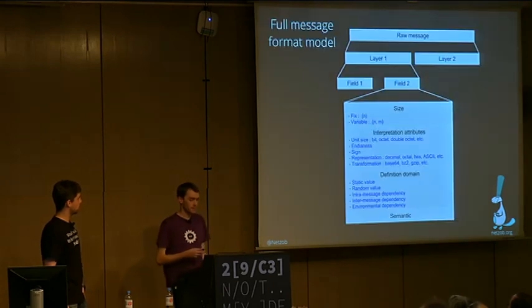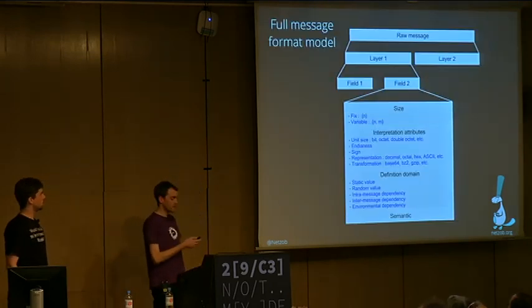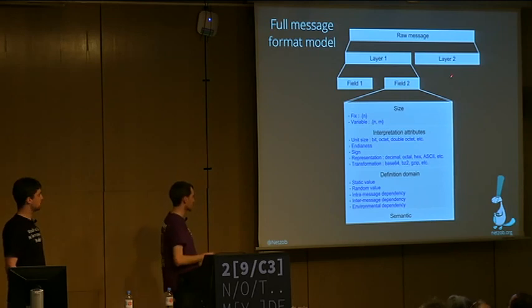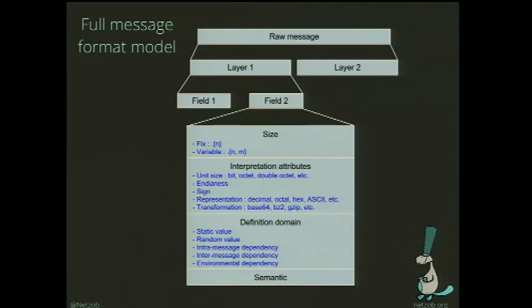And this is a complete part of the model. So for each field, you have some specific attributes. You have the attributes that are specific to this side, which can be either fixed or variable. You have some interpretation attributes, how to interpret raw bytes either as integer, string, ASCII, and so on. The endianness and the sign, for example.